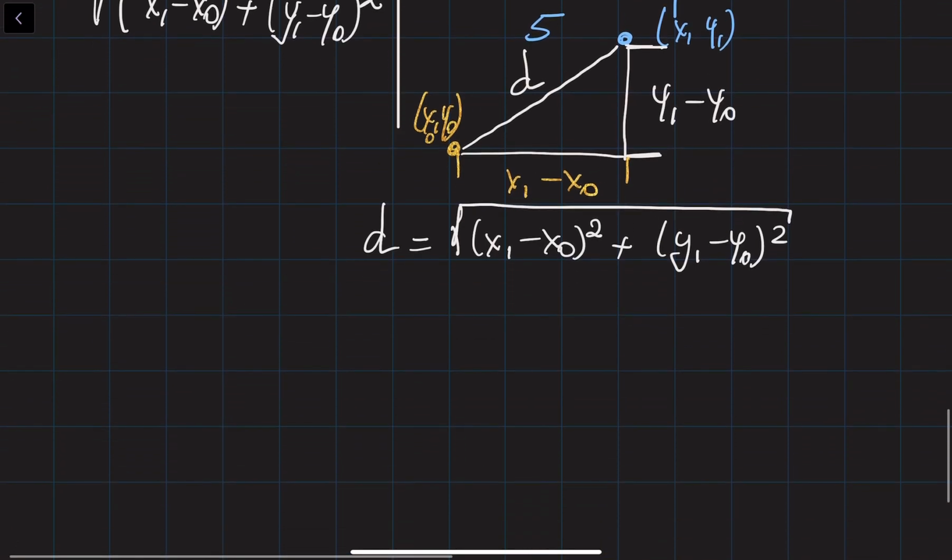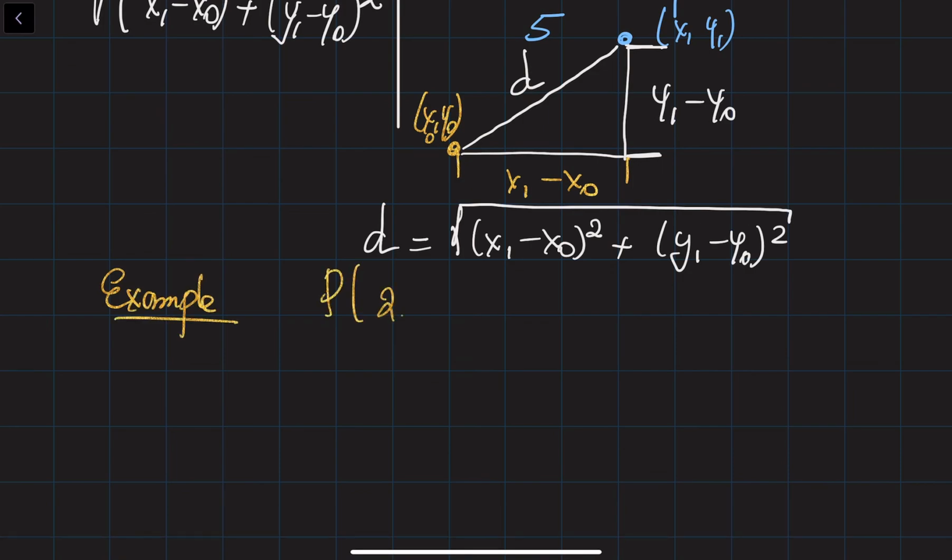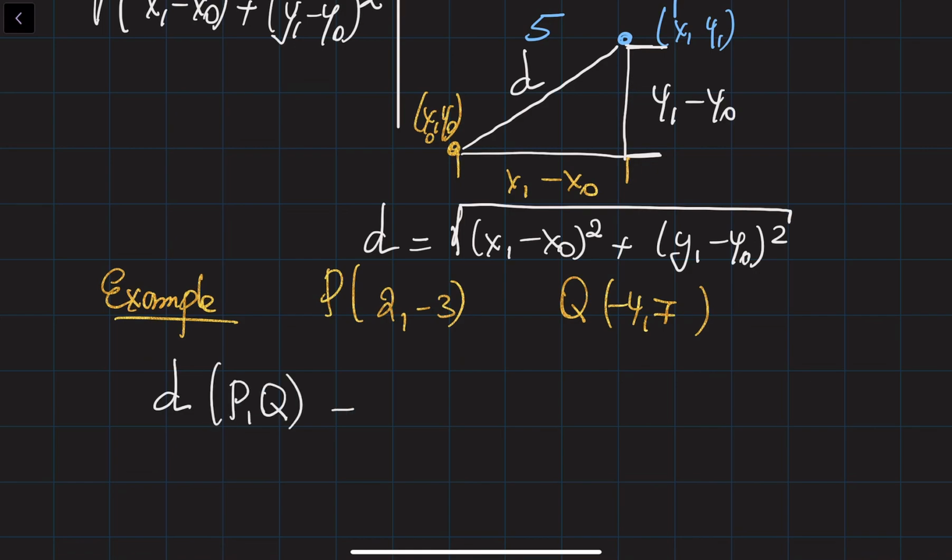Let's do a small example. So let's say you're given 2 points: the first is 2 and minus 3, and the second point has the coordinates 4 and minus 7, for example. Or let's say minus 4 and 7. Minus 4 and 7. So if I would like to find the distance between these 2 points, I'm going to denote this as d(p, q). So this will mean the distance between p and q.